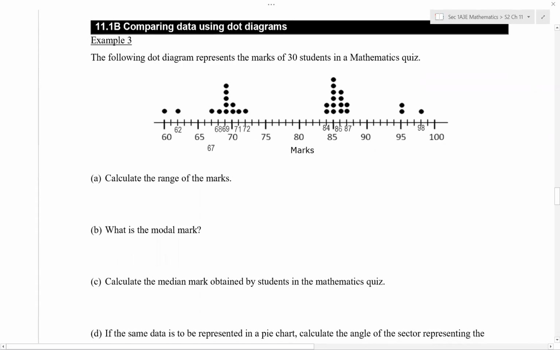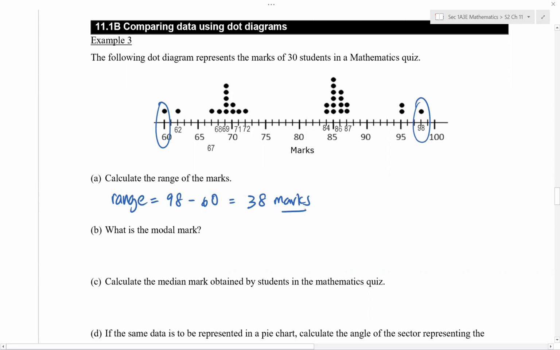So the range of the marks, we simply take the maximum mark, which is 98, minus the minimum, minus 60, and we get a difference of 38 marks. Don't forget to put down your units as well.